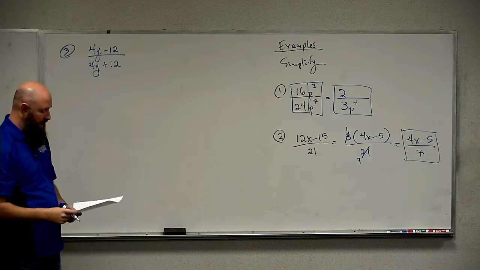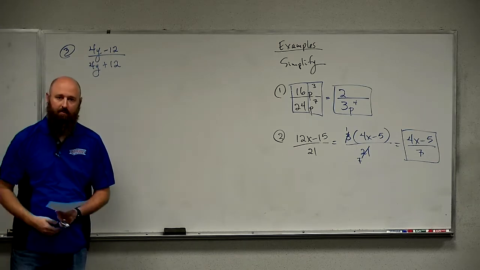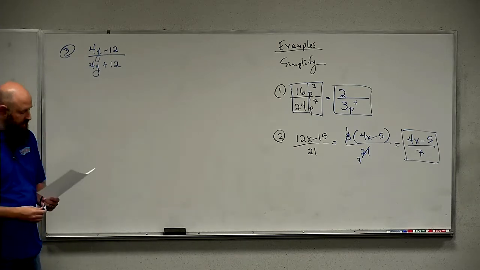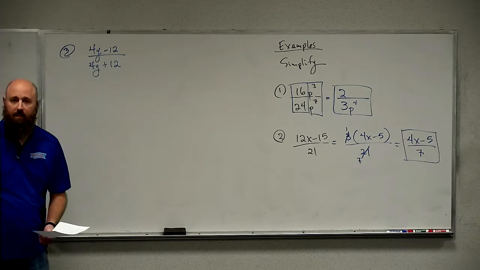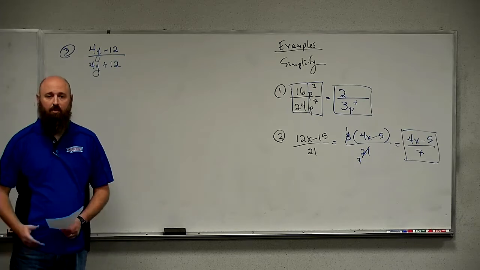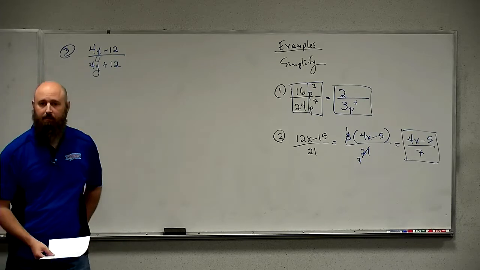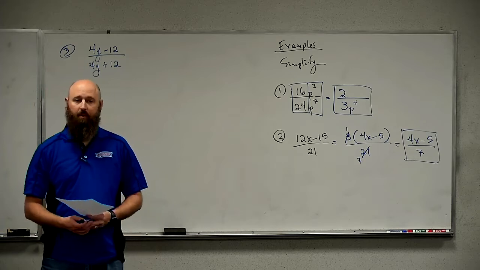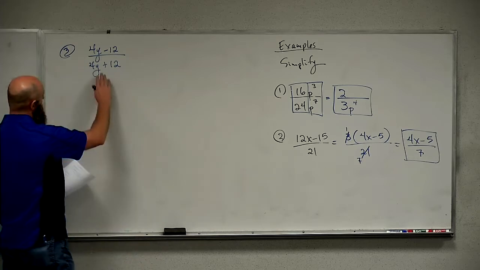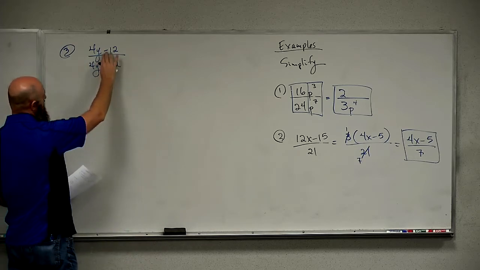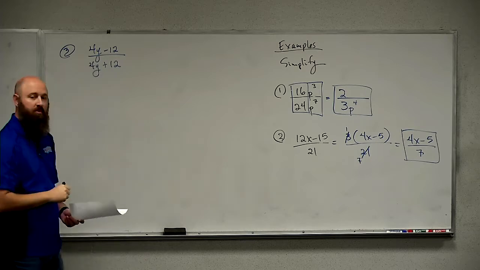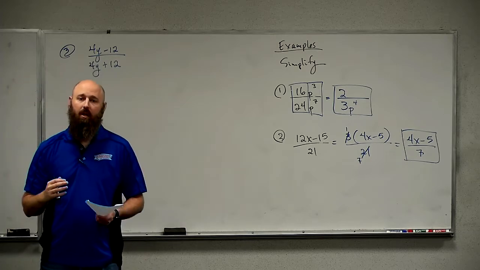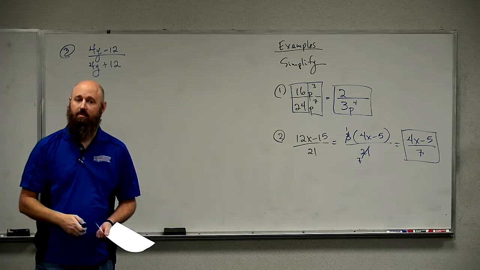All right, here I've got 4y minus 12 divided by 4y plus 12. Now, I know we're tempted right now to start marking things out, but as I just mentioned, you must have everything the same if I have a plus or minus. And these are not the same because this one's a plus and this was a minus. So that means that I need to look for factoring. So in this case, greatest common factor.